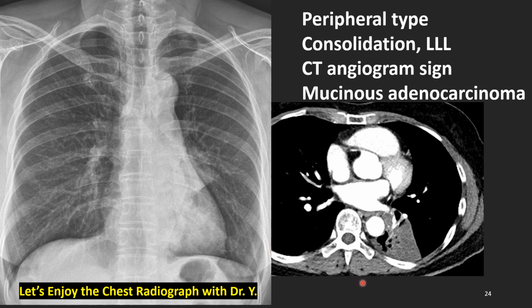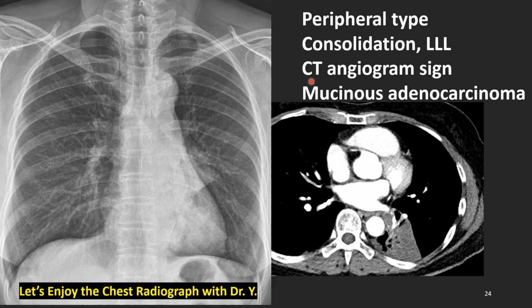This is a contrast-enhanced axial CT image. What do we see? Yes, consolidation with pulmonary vessels. In usual cases, we call this lobar pneumonia, but this is not lobar pneumonia. This is mucinous adenocarcinoma. Consolidation, left lower lobe.